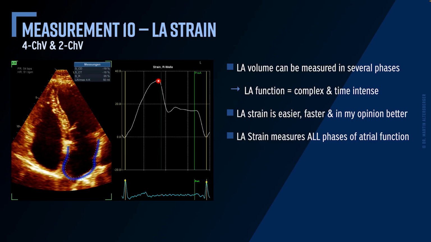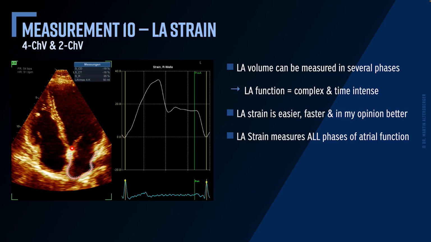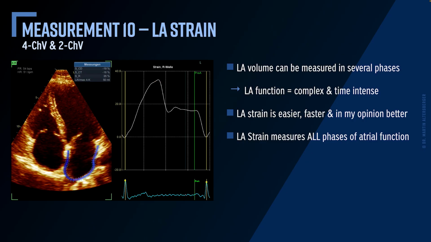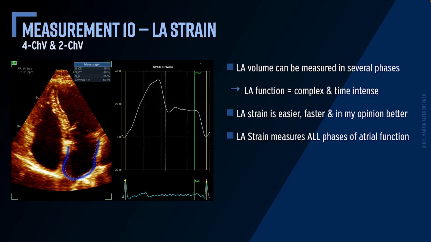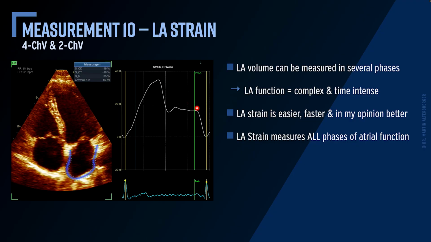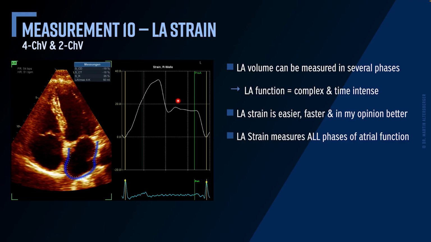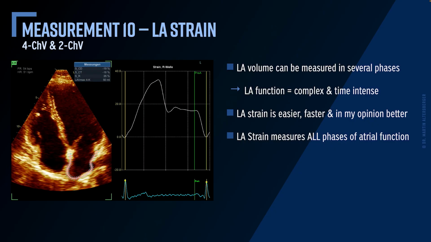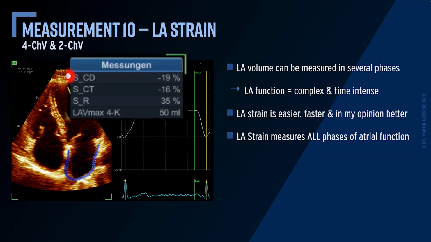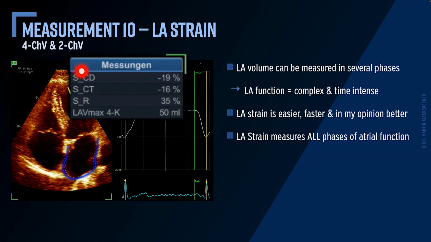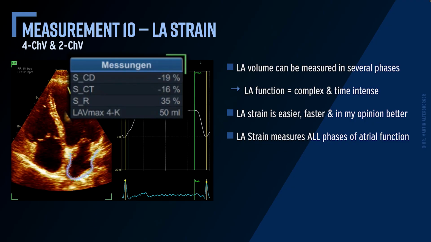Then we have this conduit phase. So the LSR is the filling, so the maximal filling. So that's why it is a positive value. Then the conduit phase ends with the pre-A when atrial contraction occurs. So the conduit phase is already emptying of the left atrium. It's visible here. So left atrial strain conduit phase minus 19%.